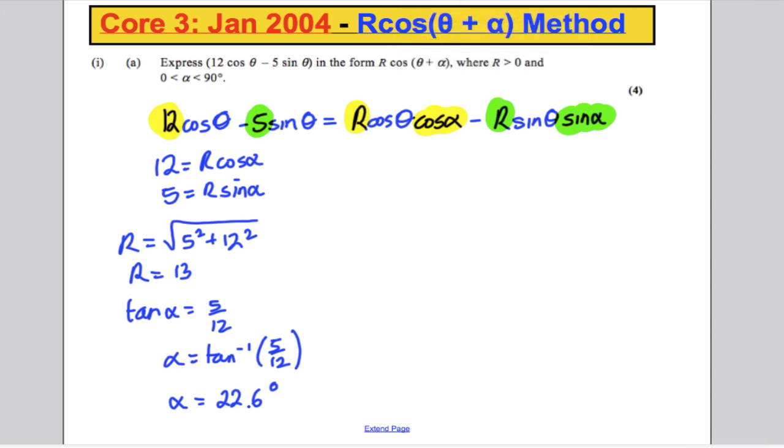Therefore, write your final answer. You can therefore say, quite easily, that 12 cos theta minus 5 sine theta must be equal to 13 cos of (theta plus 22.6 degrees), and you're done.